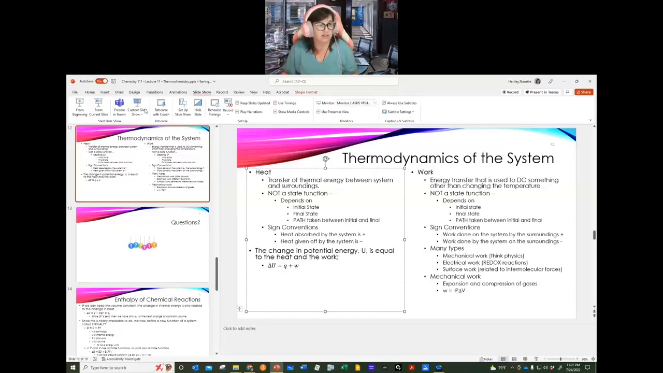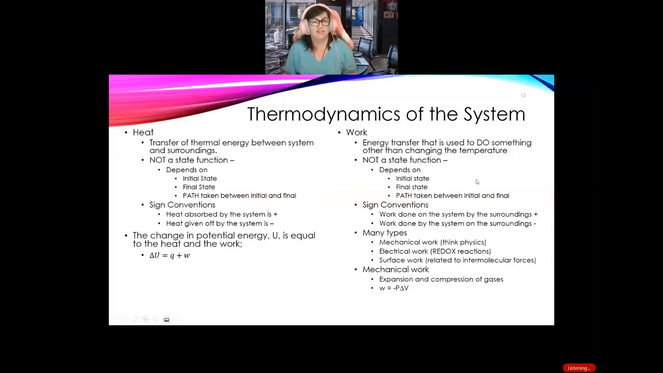The work is the energy transfer that is used to do something other than changing the temperature. So I'm doing work, but that's not related to changes in temperature. Now that is not a state function either. So it depends on the initial and final state, but also the path taken in between them.